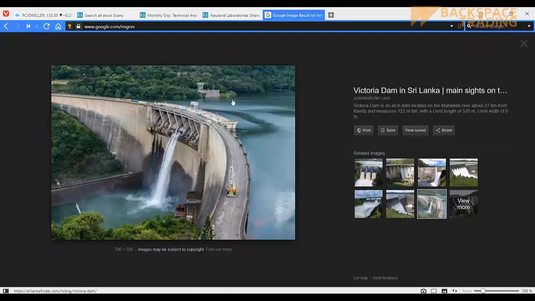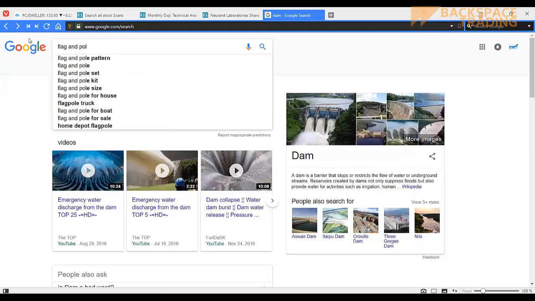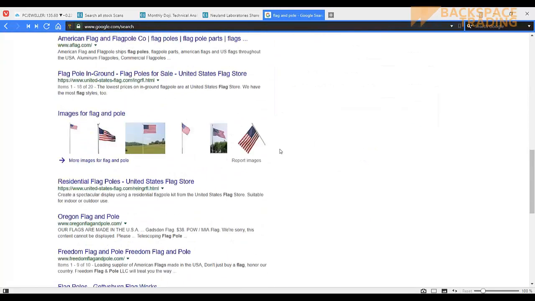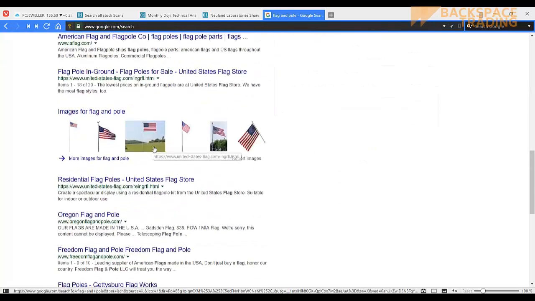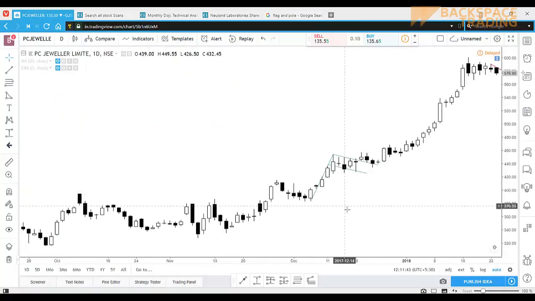How do I say that? Flag and pole pattern. Yeah, of course, we have flag and pole pattern itself. See, it's just like this. You see a big pole and a flag over here. That gives this portion.